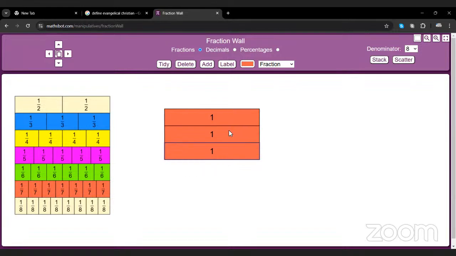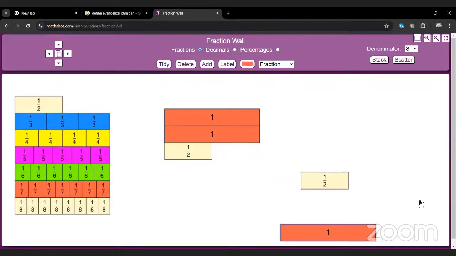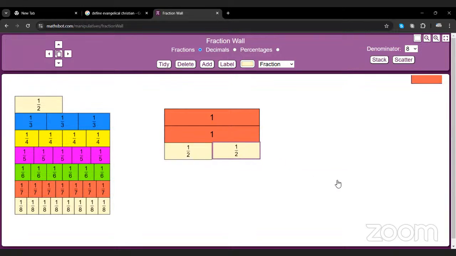In order to take a half from the 3, you have to turn one of these wholes into 2 equal halves, right? So let's replace that with 2 equal halves. So now we still have 3 wholes in it, but we take one of the 1s and turn it into halves. Now, if I remove a half from it, what I'm going to have left is 2.5. So I take a half from it, put it back. What I have left is 2.5.